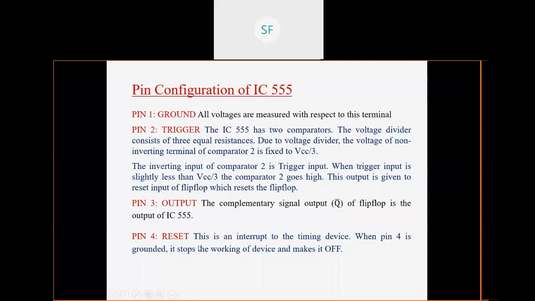Then pin number 4 is reset. Whenever you want to interrupt your timer, you simply apply the reset, and your timer will be reset. So it acts as an interrupt. If you have done some programming and your circuit is being used here, you are using your IC 555 as a timer there, but you want your circuit to be called off, then in that case you just give a signal to the reset and your timer will be called off.